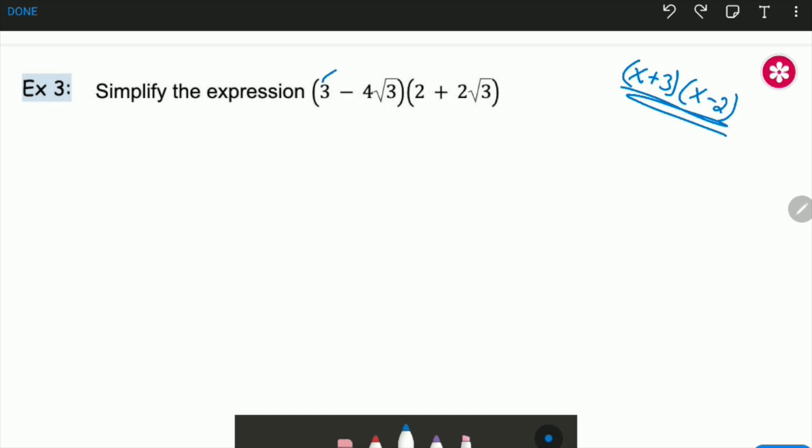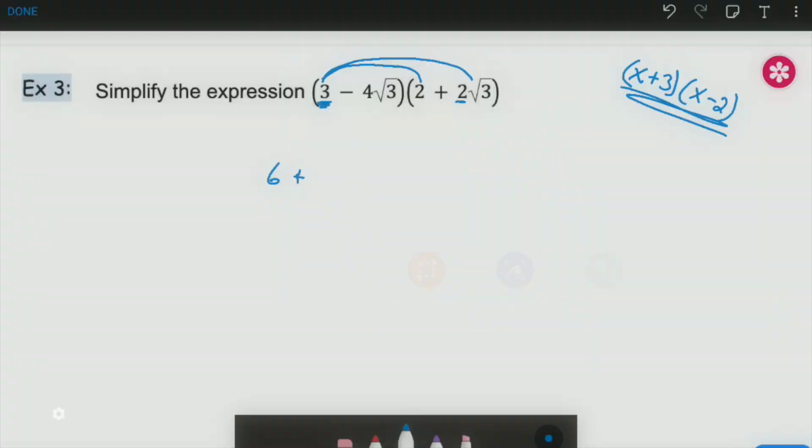So going through, 3 times 2, well, 3 times 2 is 6. And then 3 times 2 radical 3. Now remember, when you multiply radicals, you multiply the outsides together, the coefficients together, then you multiply the numbers underneath the radical together. Since the 3 doesn't have a radical, the radical 3 is just going to come along for the ride, but we will multiply the 3 times 2, giving us positive 6 radical 3.